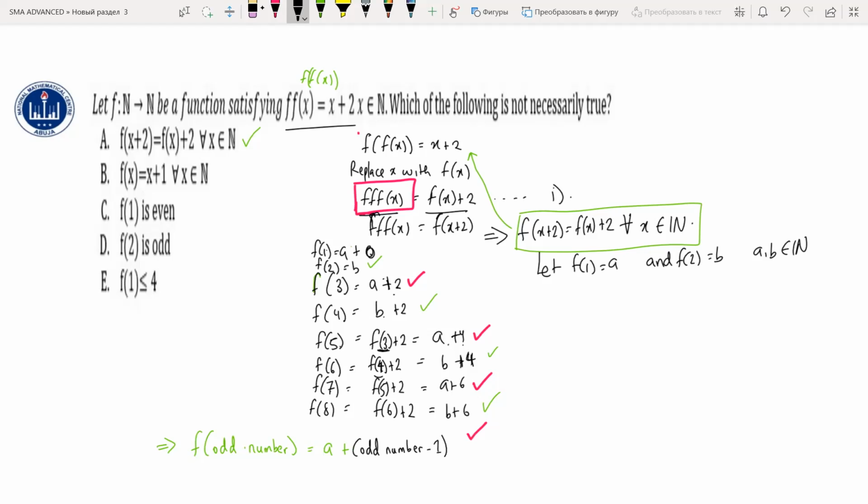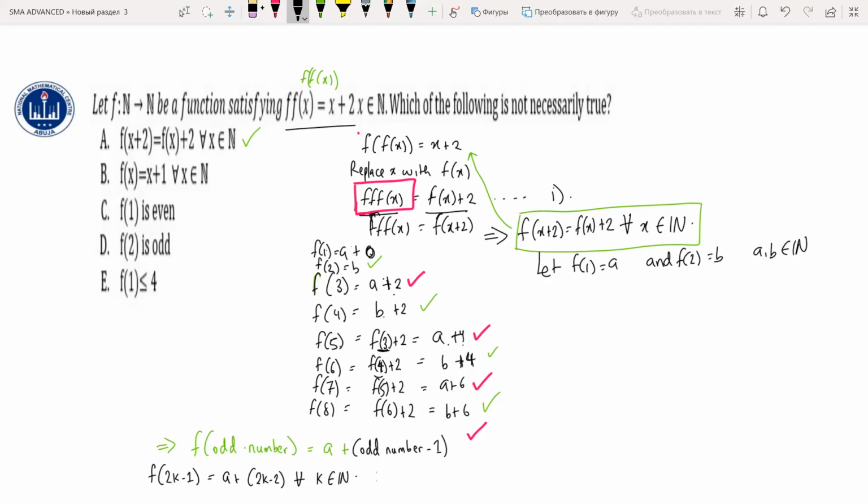So this is not a very rigorous way of writing. The rigorous way of writing an odd number is 2k minus 1. So we can say that f of 2k minus 1 is equal to a plus 2k minus 2 for all k members of the natural numbers. So this is for all odd numbers. 2k minus 1 represents all odd numbers from k equals 1, 2, 3, 4, till infinity. So for all k covers what I just wrote now.